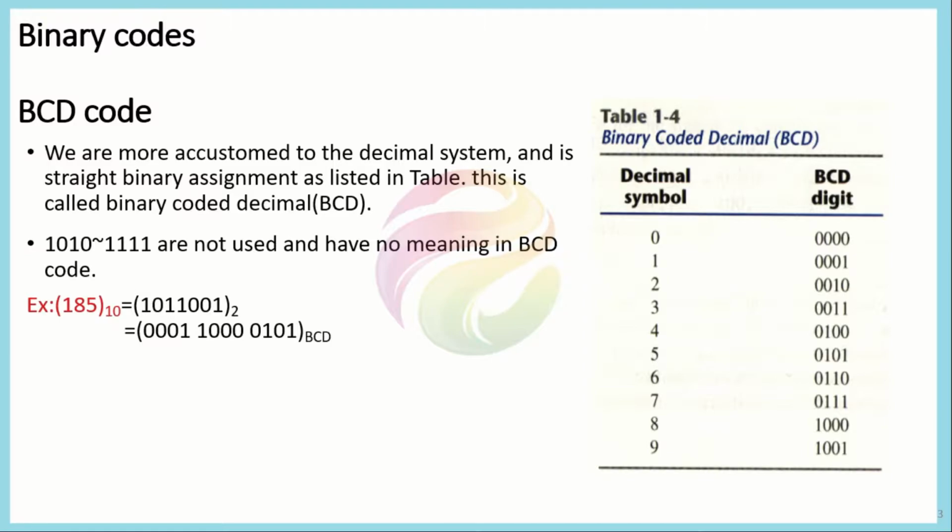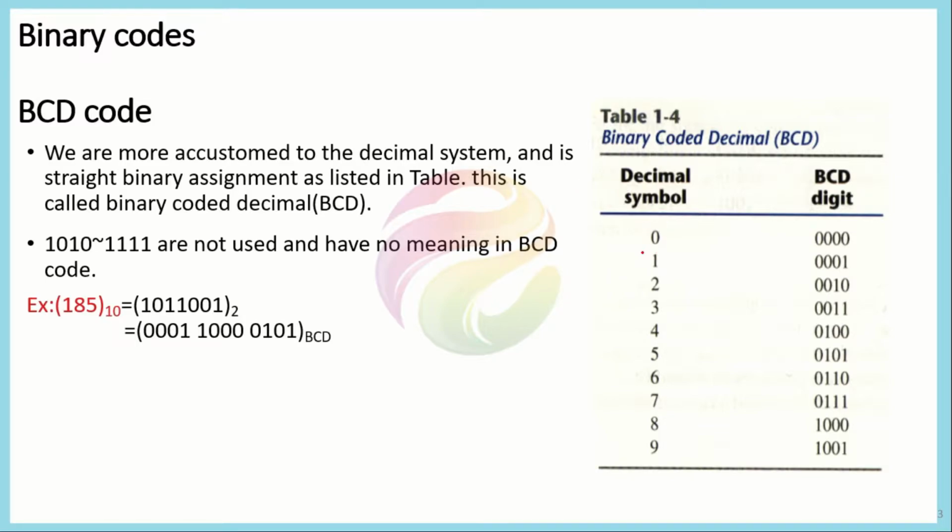The binary code we will be discussing today is the BCD code. It's known as the binary coded decimal. It's slightly different from the binary representation. In BCD code, usually we represent the decimal equivalent numbers from 0 to 9. All of these numbers are represented in the form of 4 bits.